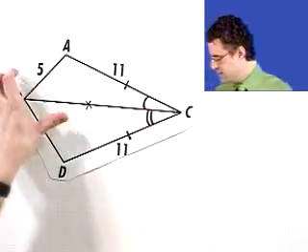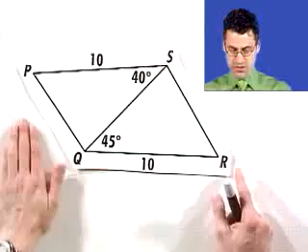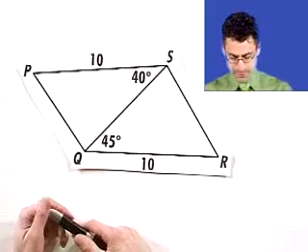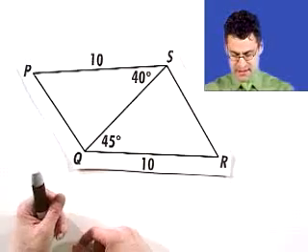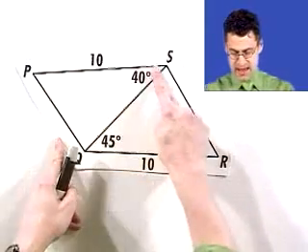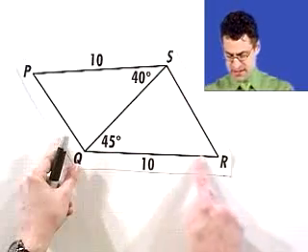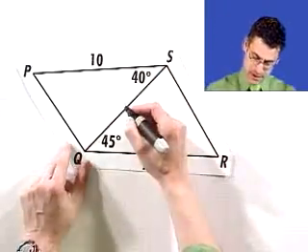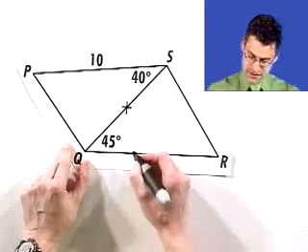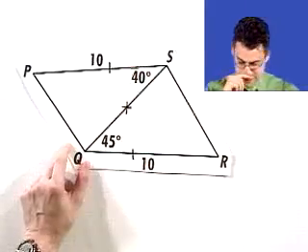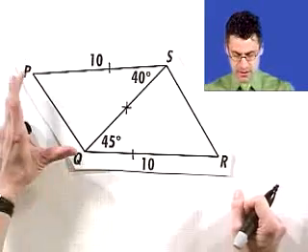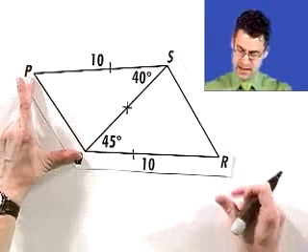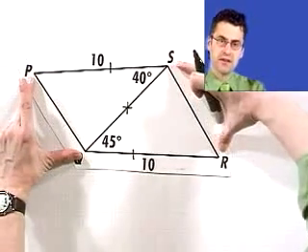Let's try another one together so you can see this happening in real life. So here again we see two triangles. I notice that this has a side length of 10 and this has a side length of 10. They also share the side SQ. And so this is congruent and these sides are congruent. And I want us to compare this side length to this side length.